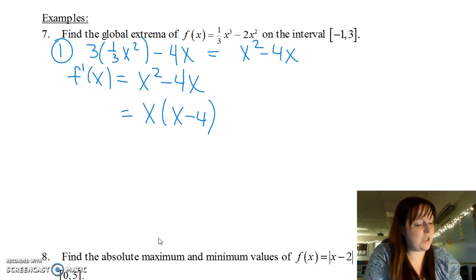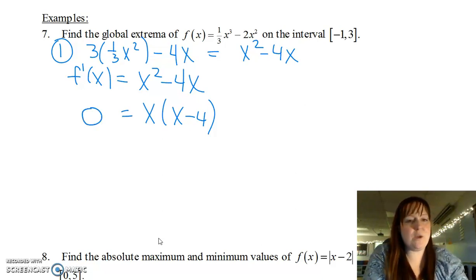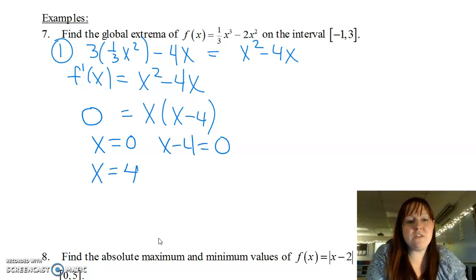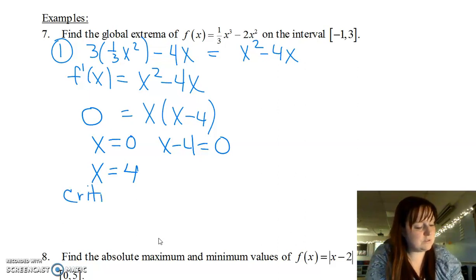Okay, so we're going to set this equal to 0 in order to say where it is equal to 0. Well, either x equals 0 or x minus 4 equals 0. So either x equals 0 or x equals 4, our derivative is going to be equal to 0. So these are our critical numbers.